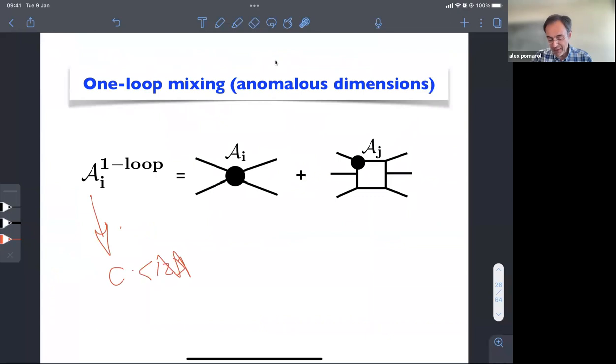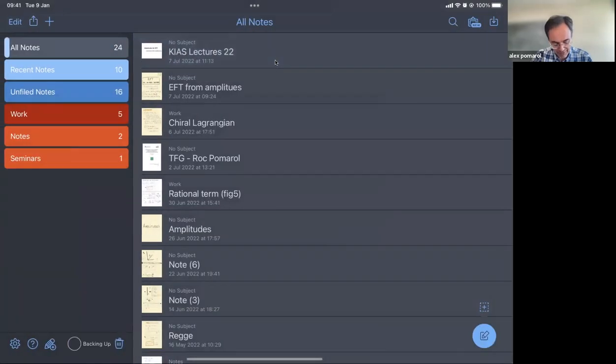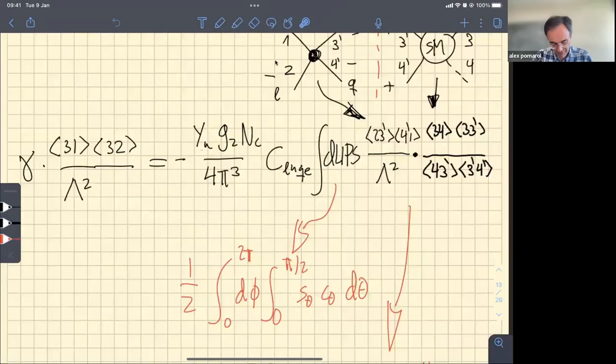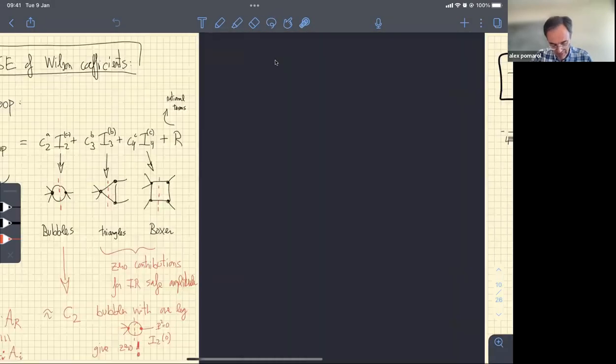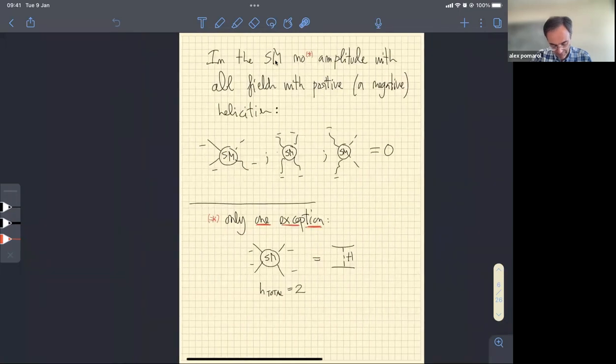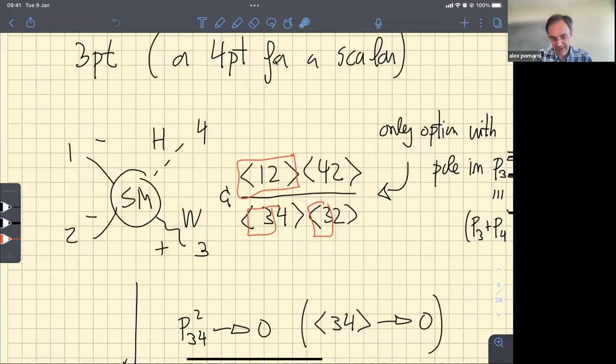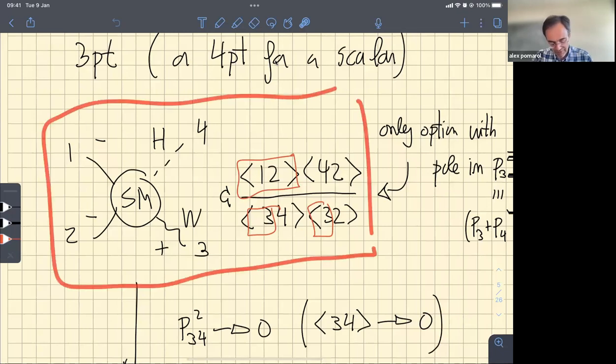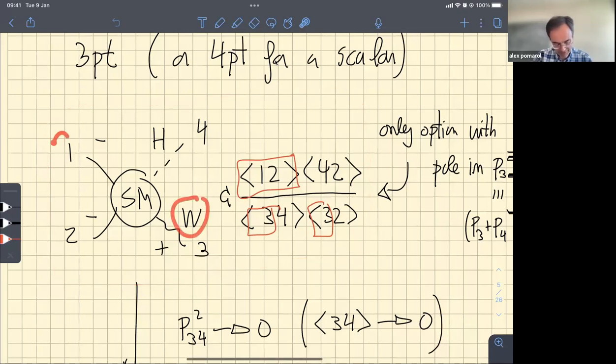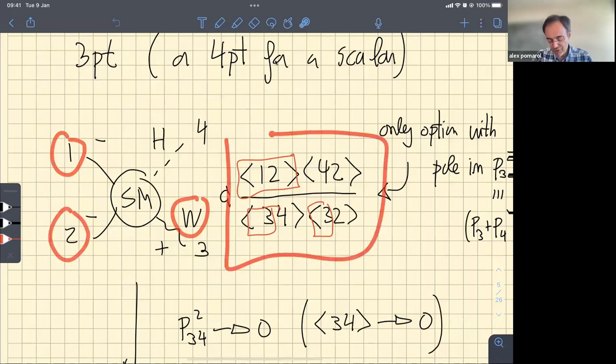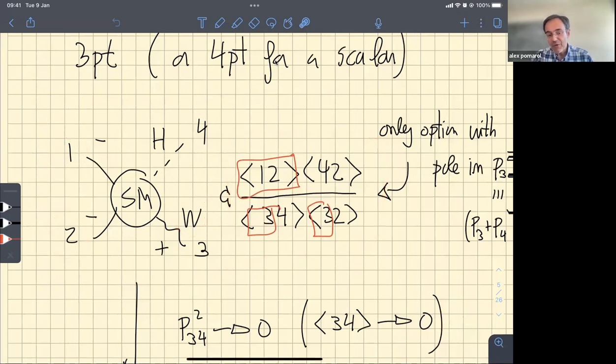Nevertheless, it is true that when calculating amplitudes, for example the amplitude I was showing before, it will change, because the fields have masses. If this state W is massive and these fermions are massive, this calculation is not going to be true anymore.